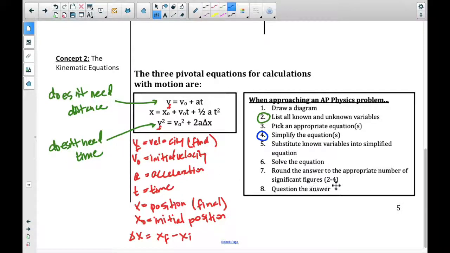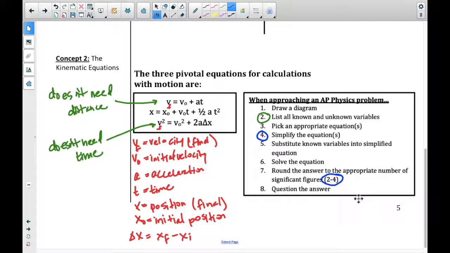I believe we've talked about this a little bit in class, but sig figs are not nearly as important in physics as they were in chemistry. It was a big deal in chemistry. In this class, we basically are going to stay to around 2 to 4 significant digits. You don't have to get any more picky than that.